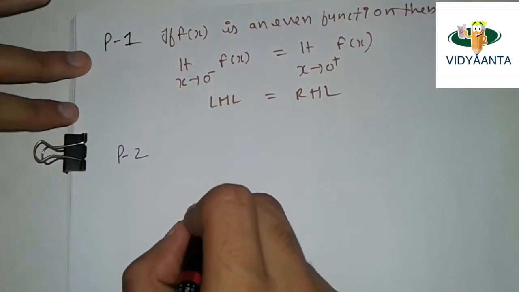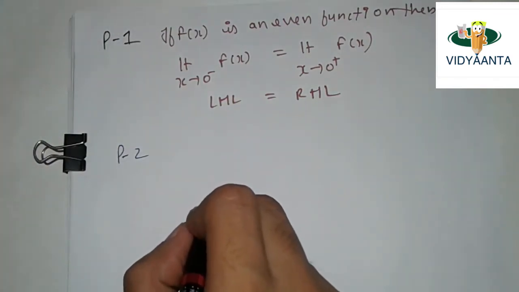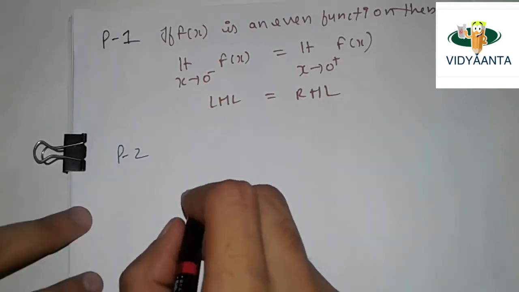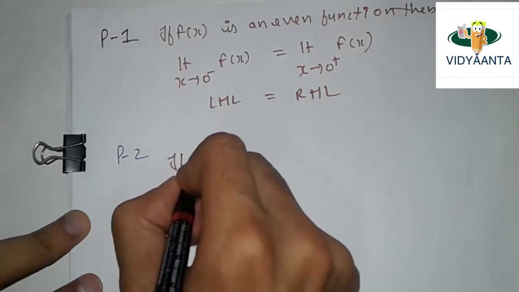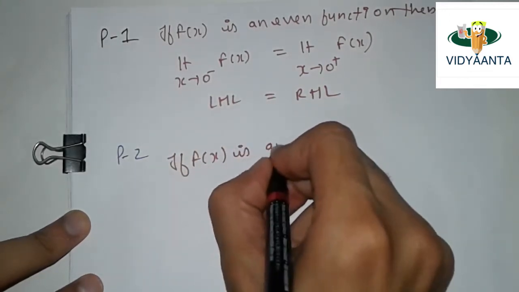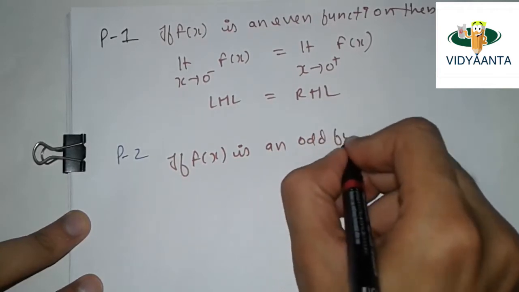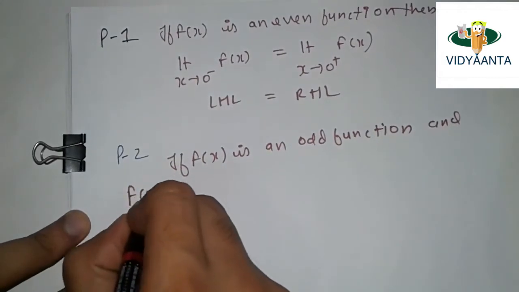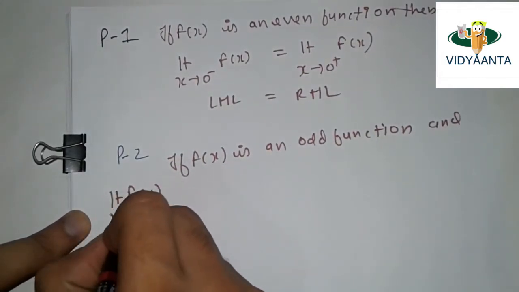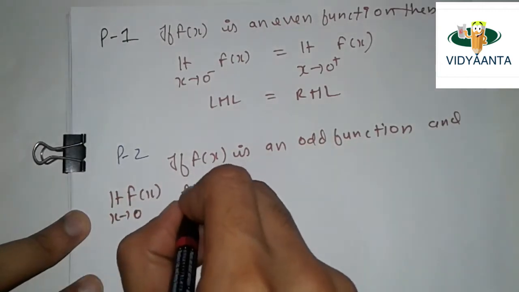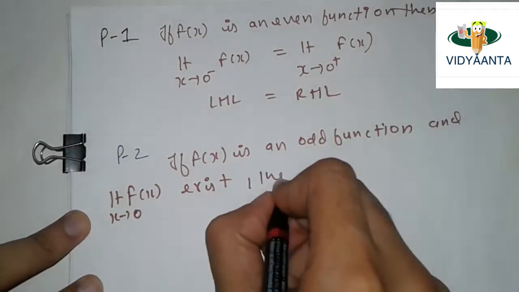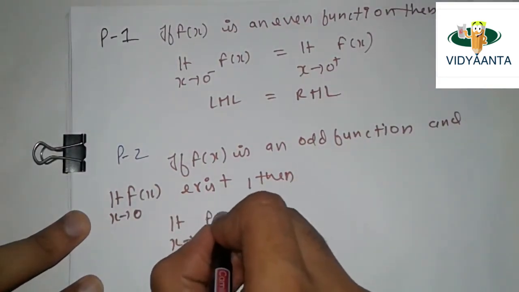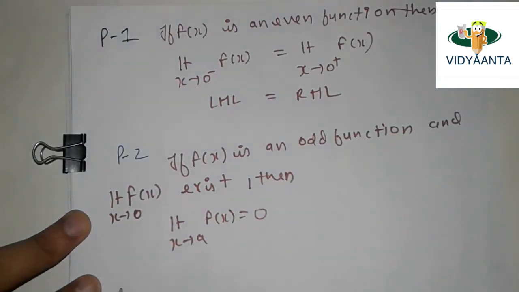If f(x) is an odd function and the limit of f(x) exists, then the limit of x tends to 0 of f(x) is equal to 0. Means if f(x) is an odd function and the limit of f(x) exists, then the limit of x tends to a of f(x) is equal to 0.